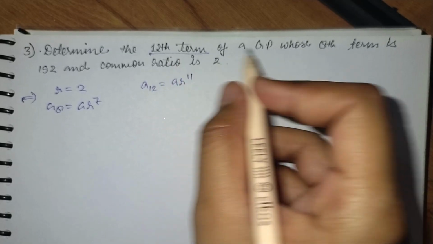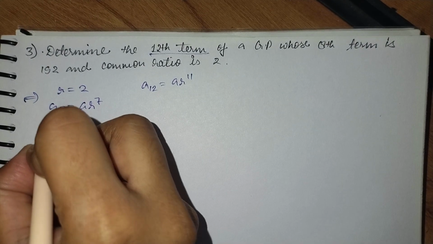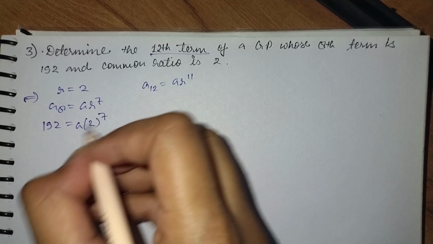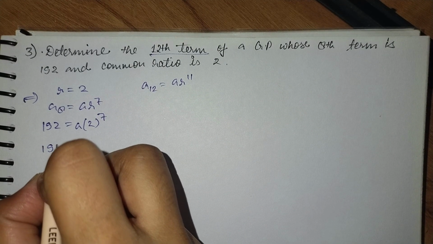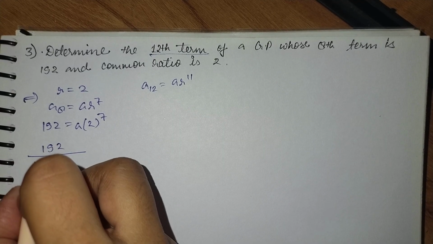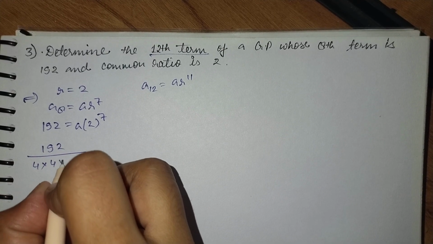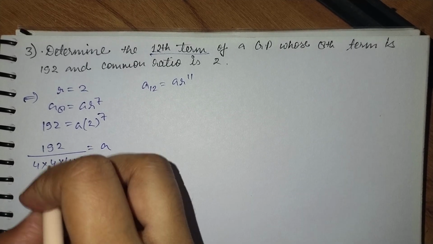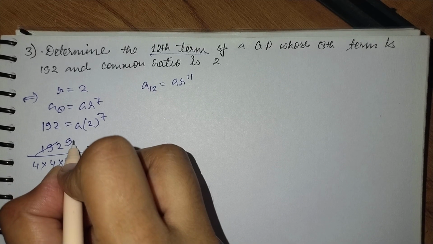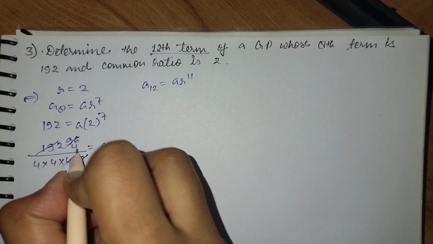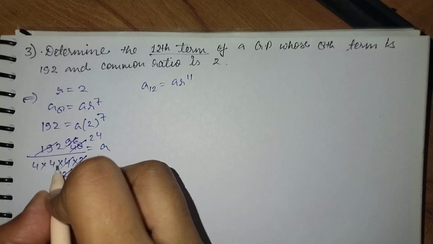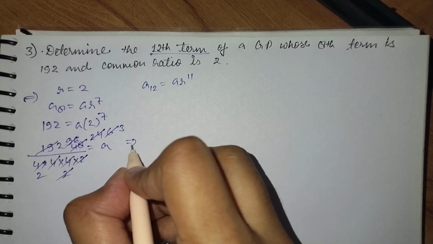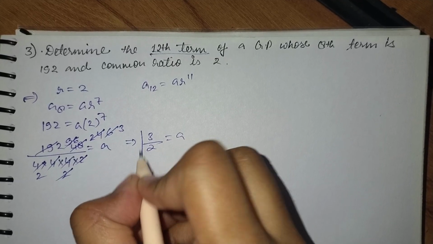If the 8th term is 192, we first have to find the first term. This is 2 to the power 7, so 192 divided by 2^7, that is 4 into 4 into 4 into 2, equals A, the first term. Cancelling, 96, again 48, again 24, again 6, and again cancelling, 3 by 2 is the first term of this GP.